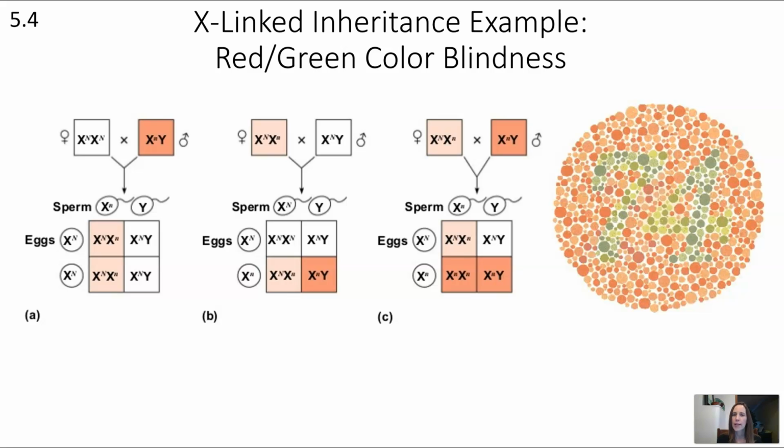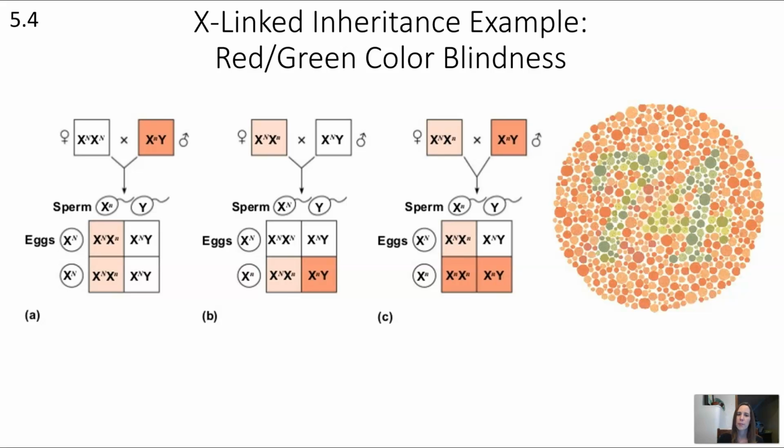So on the right is a circle, and if you are able to see the number 74 within that, you're probably not red-green colorblind. Where if you're unable to see that, you probably are unable to distinguish between red and green. This is more common in males than females because it's X-linked.